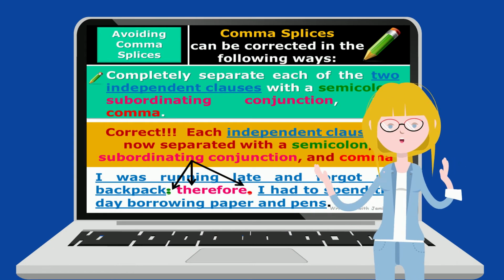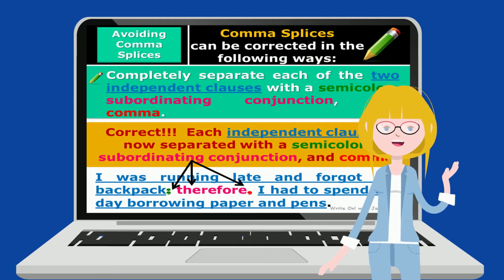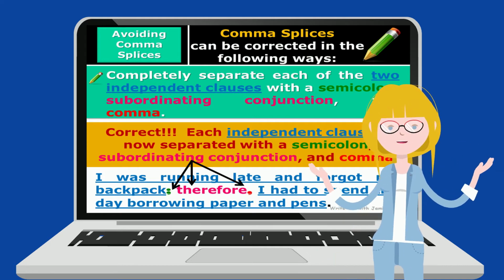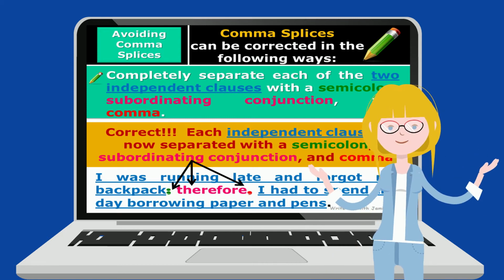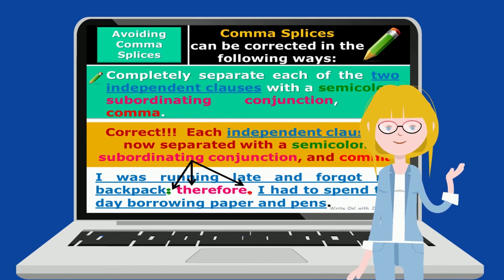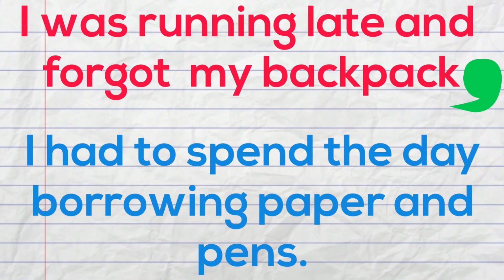Another method you can use to correct a comma splice is slightly more advanced. In this method, you completely separate each of the two independent clauses with a semicolon, a subordinating conjunction, and a comma. We've already identified each independent clause. I was running late and forgot my backpack. I had to spend the day borrowing paper and pens.